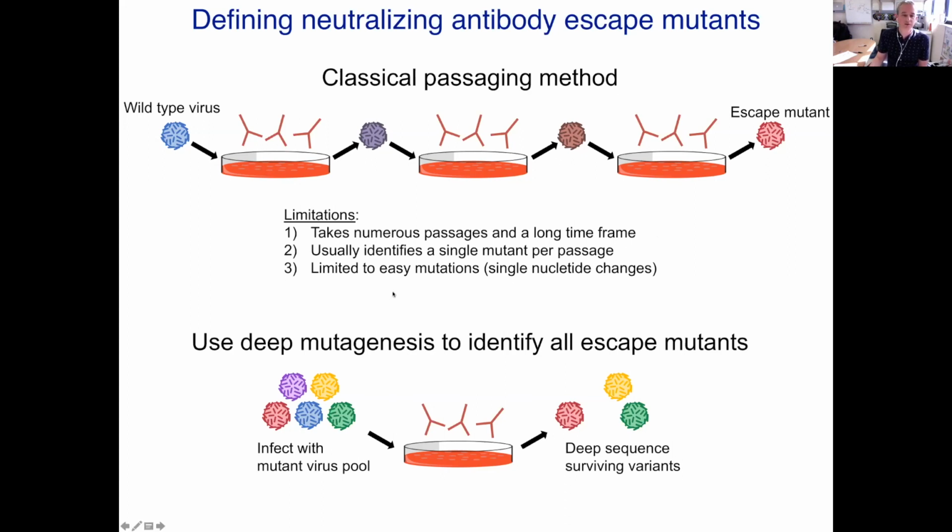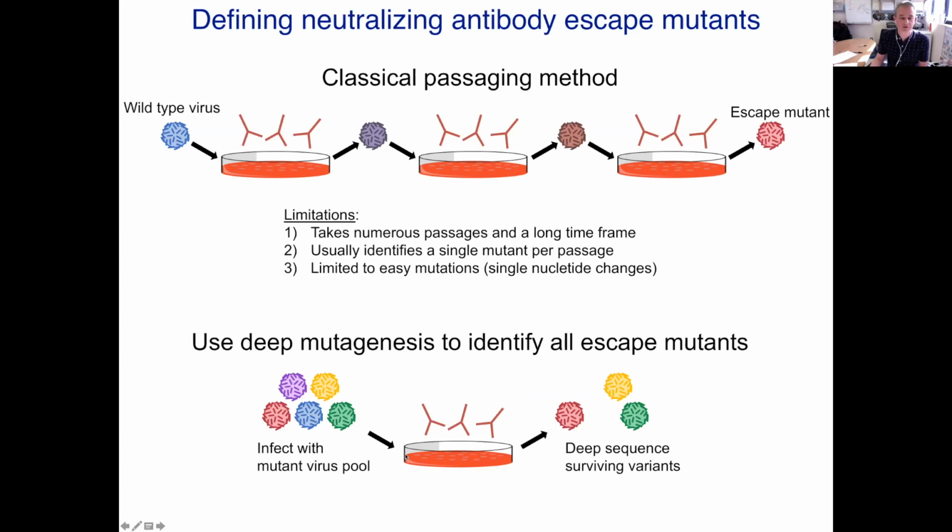However, there are a bunch of limitations to this. One is it takes numerous passages to get to a resistant virus. You only really get one resistant virus out of a passage, and you're more likely to get viruses that are easily obtainable from a wild type sequence. So that's 1 or 2 nucleotide changes. You can't get all possible codon variants from that type of passage.